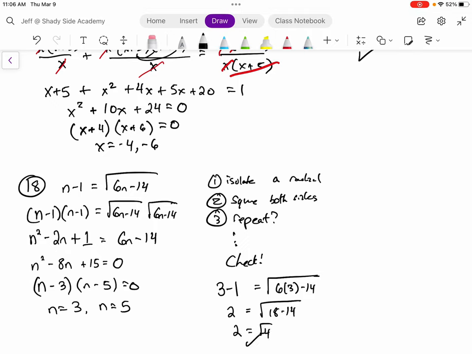Let's try my other guy. That would be 5 minus 1 equals root of 6 times 5 minus 14. And that would be 4 equals root 30 minus 14, or 4 equals root 16. That's good, okay? I need to see that work that we've sort of gone through and checked both sides, okay?